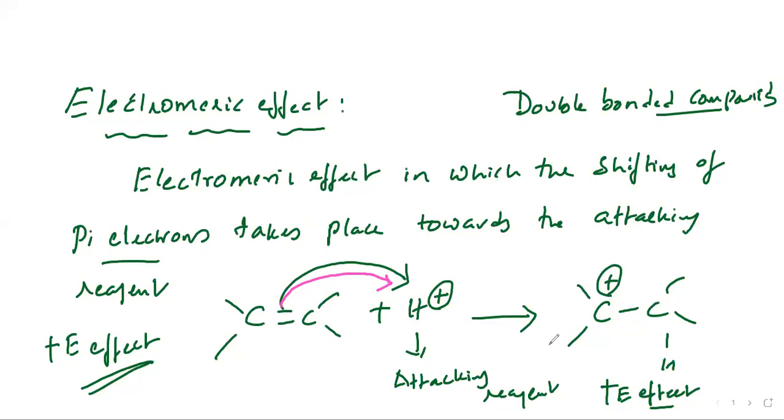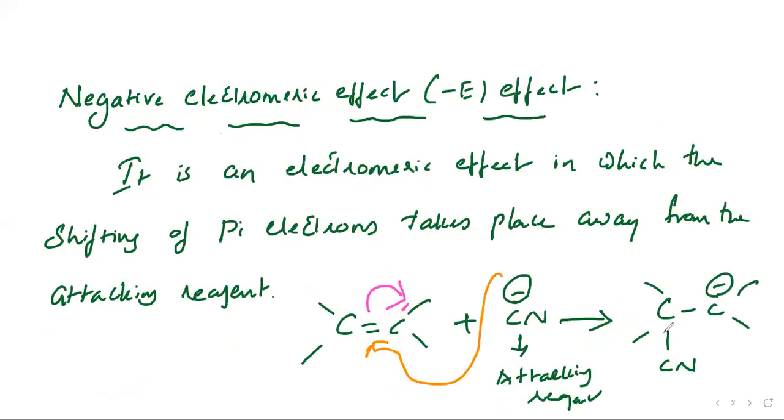So this is of two types. One is the plus E effect. In the plus E effect, the pi bond is shifted towards the attacking reagent. The electromeric effect is the effect in which the shifting of pi electrons takes place towards the attacking reagent. If the pi bond is shifted towards the attacking reagent, we call it the plus E effect. And what is the minus E effect? It is an electromeric effect in which the shifting of pi electrons takes place away from the attacking reagent. That we call the negative electromeric effect.